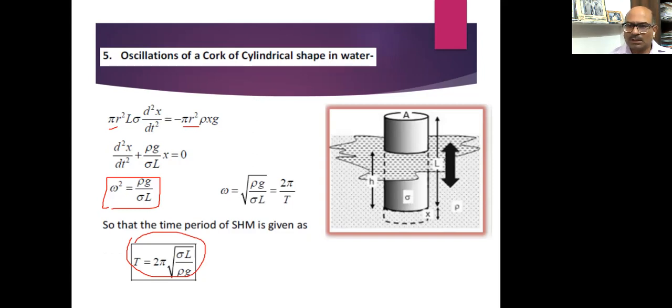So the time period of a cork of cylindrical shape, if you see here, is T equal to 2 pi under root sigma capital L by rho g.